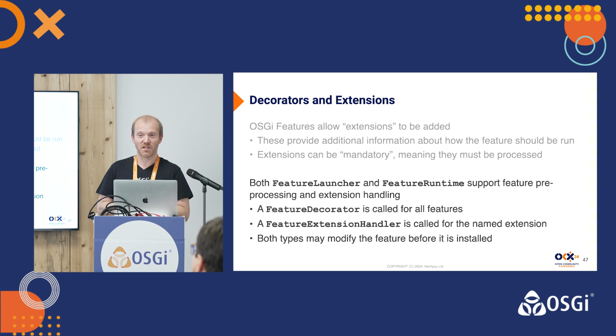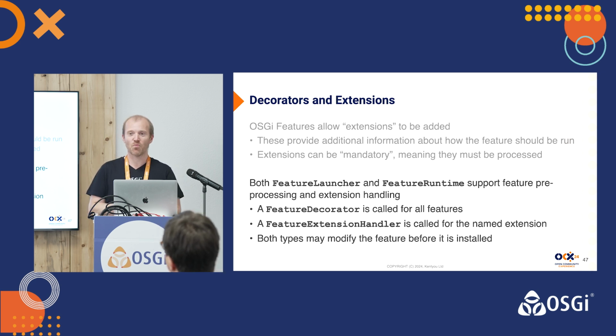So we have something called a feature decorator, which is called for every single feature and given the entire feature. And then we have a feature extension handler, which is registered with a name and called for the named extension. So feature extension handlers are how you process extensions in features. Both types of decorator have the ability to modify the feature before it is installed, meaning you can literally totally rewrite it if you choose. You could start installing totally different bundles if that's what your decorator really needs to do.